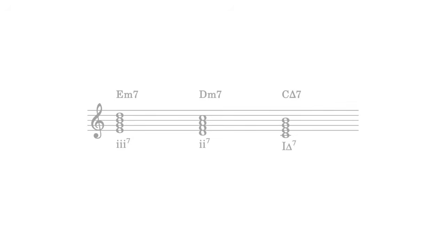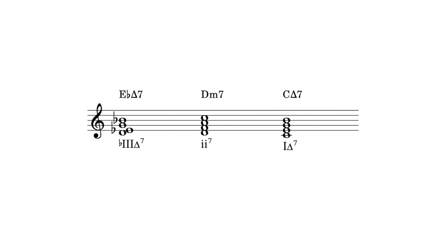Then, we translate the progression into the cycle of seconds, which is 3, 2, 1. And then we're gonna borrow a flat 3 chord from C harmonic minor again. In this case, the chord is gonna be E flat major. So now we have E flat, D minor, C.